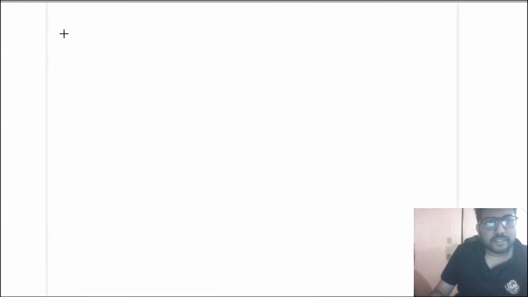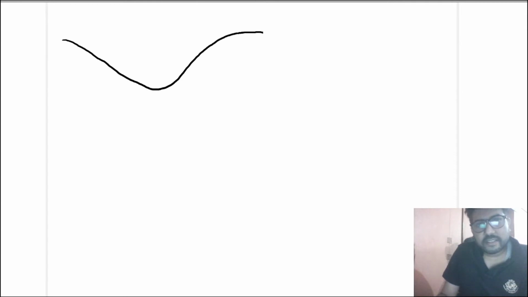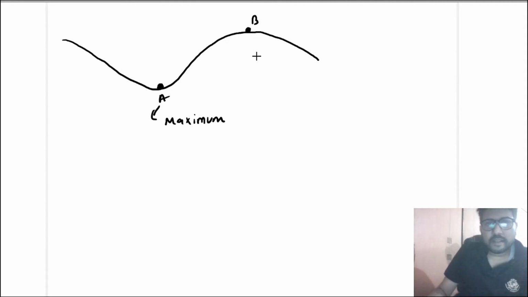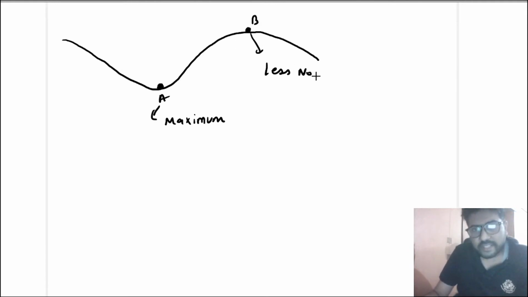Now suppose the car is moving on this type of bridge. Then you will say that the normal on the concave side is maximum, and compared to this, this has less normal, because this becomes the convex side, right?